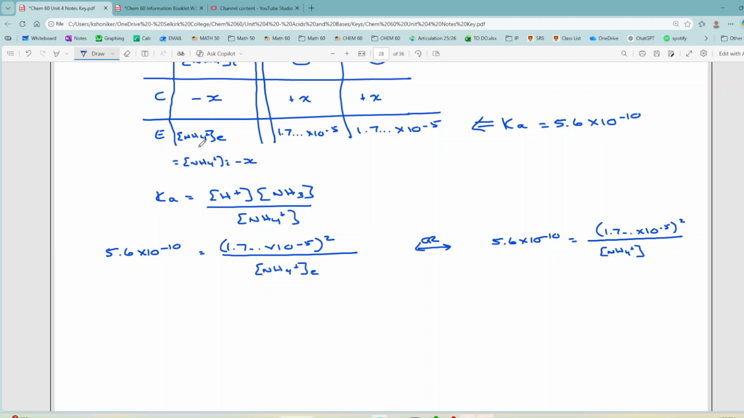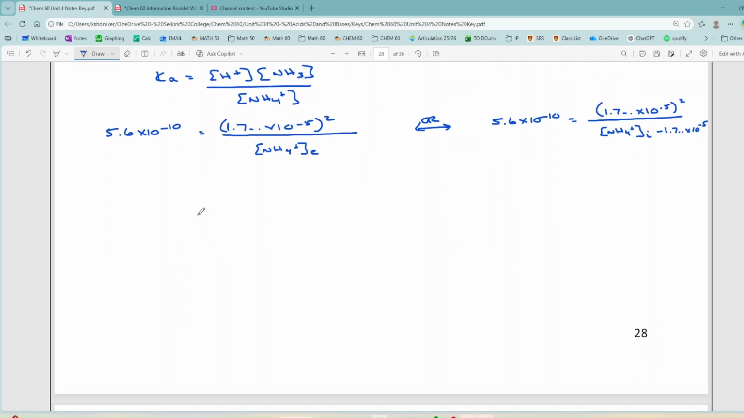The concentration of ammonium at equilibrium is equal to the concentration of ammonium initially minus that x value, which is that 1.7 times 10 to the negative 5, right? So it's not that big of a difference. It's whether you want to find the concentration at equilibrium and then put that in to find the concentration initially, or whether you want your calculation to do it all in one step. Totally up to you. So for me, what I'm going to plug in, I'll do both.